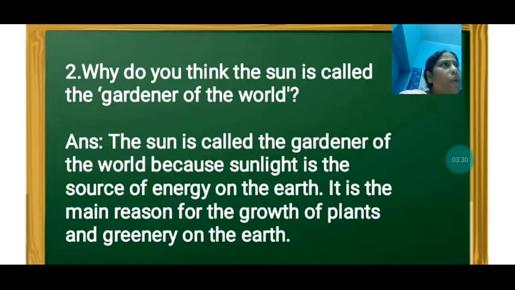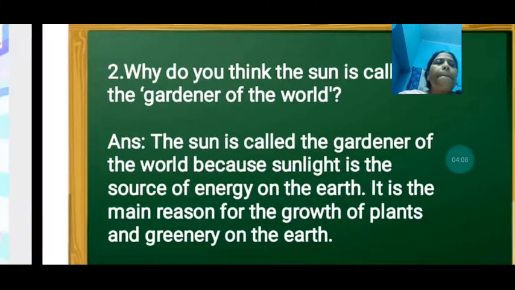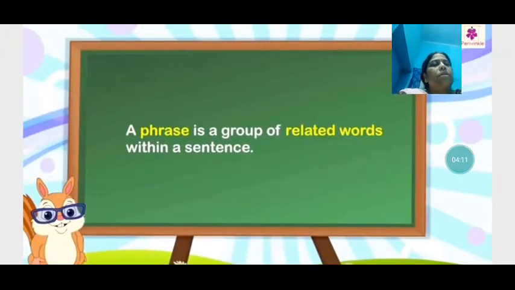Why? Because when the sun falls on the plants, the plants start preparing food, and that sunlight, that energy, is stored in the leaves of the plants, and we eat and we get energy. Or the animals eat and get energy from that. So this sunlight is the source of energy. If there was no sunlight, there would be no life on the earth. So it is the main reason for the growth of plants and greenery on the earth. Do you understand?